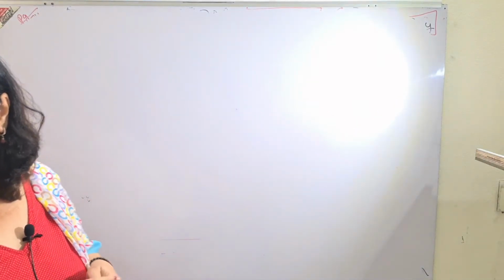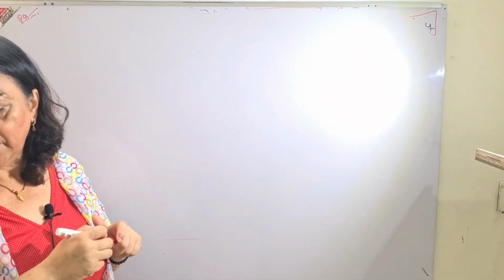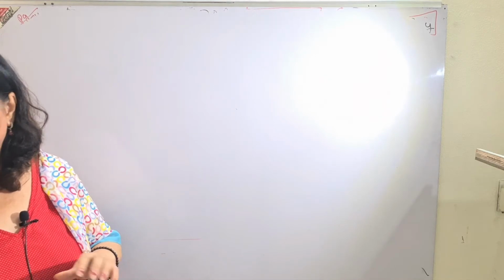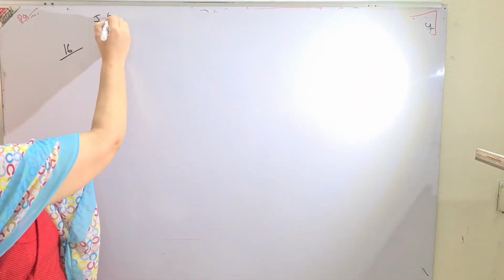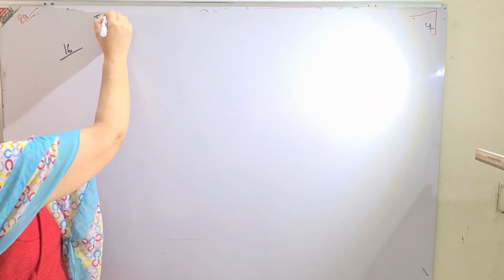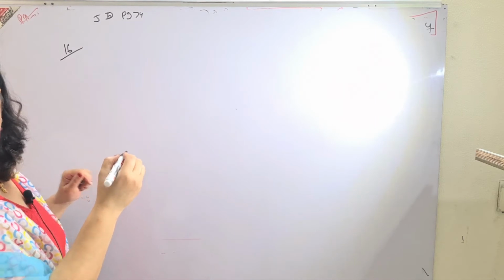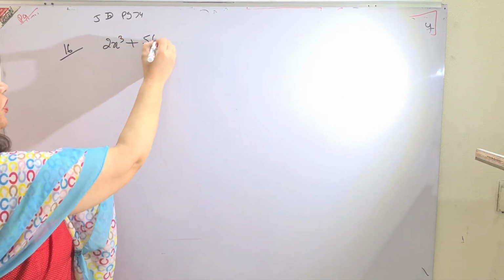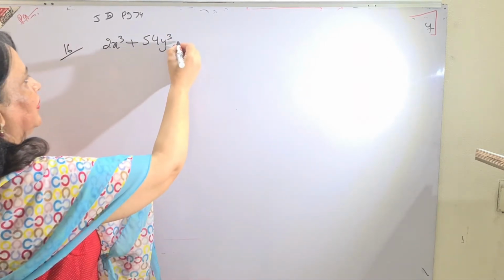For example, 2x³ + 54y³. This is question number 16, exercise 5D, page 74. Question number 16, exercise 5D, page 74. So the question is 2x³ + 54y³ − 4x − 12y.